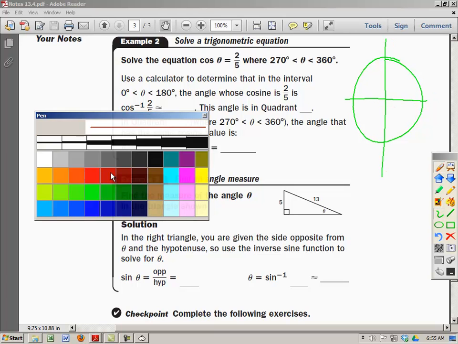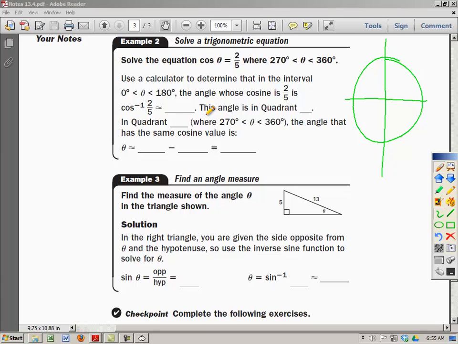Cosine is equal to 2/5. Well, again, the cosine is a positive number. They're saying cosine is positive, and as you recall, every ordered pair is cosine theta, sine theta. So we have to ask ourselves, where are cosines positive? Well, that's any place to the right. So first quadrant and fourth quadrant. They ask us to find an angle between 270 and 360, but if I take the inverse cosine, it's going to give me an answer up here in the first or second quadrant.